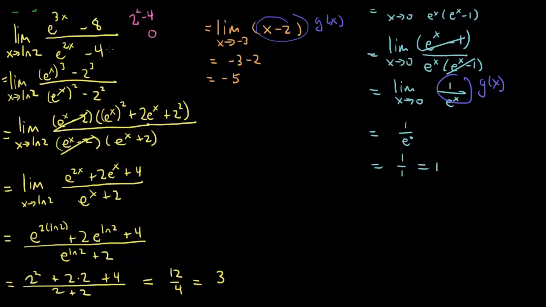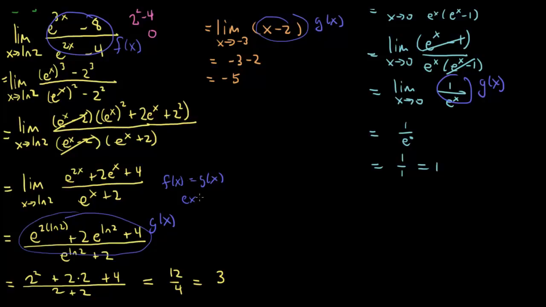Just to recap here, direct substitution failed. There's f of x. Here is g of x. f of x and g of x are exactly the same, except at x equals natural log of 2. Everywhere else, if you graph those two functions, they would look exactly the same, except there's a hole above the x value natural log of 2 in one, and not in the other. But they will have the exact same limit. That is the dividing out technique.